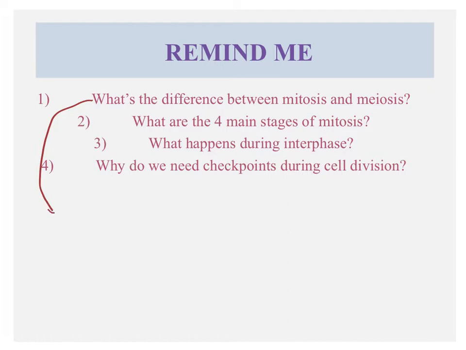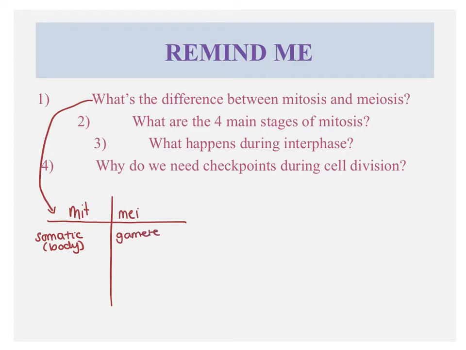Now, the easiest way to do this, I find, in an exam is to do a little grid, so I know what I'm talking about and I can organise my thoughts a little bit more. So mitosis and meiosis. Now, the first thing we think about is the cells that it occurs in. So mitosis occurs in somatic or body cells, whereas meiosis occurs in our gametes. Remember, that's the word that we're using for our sex cells, sperm and the egg.